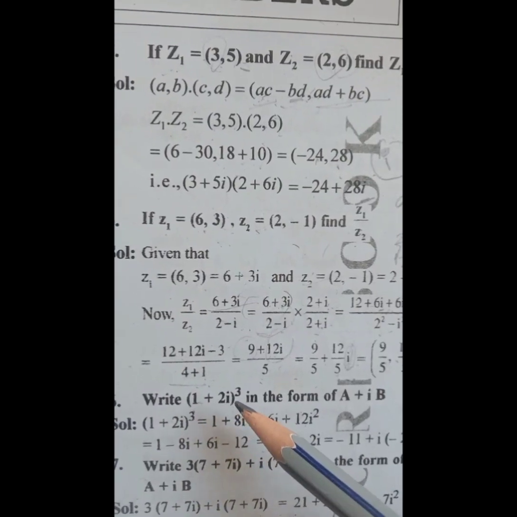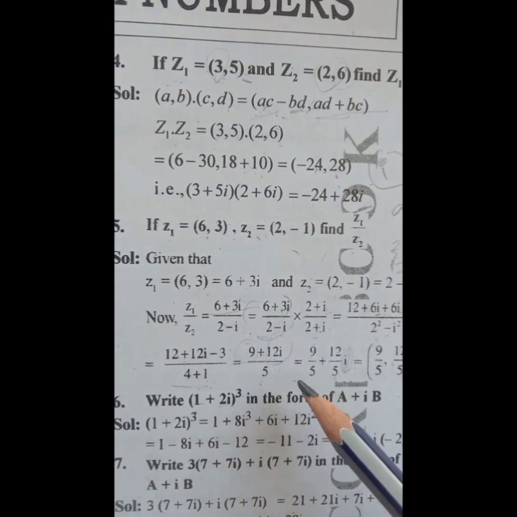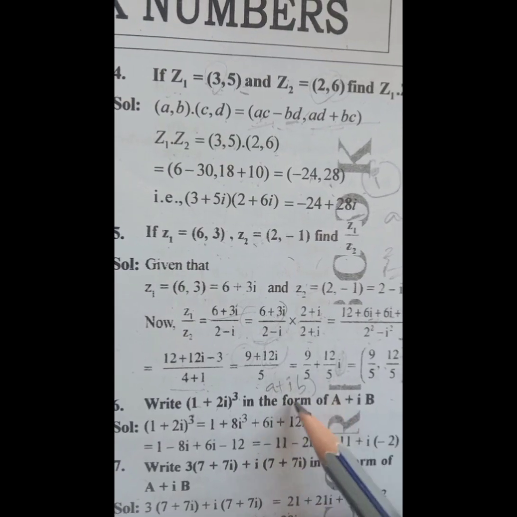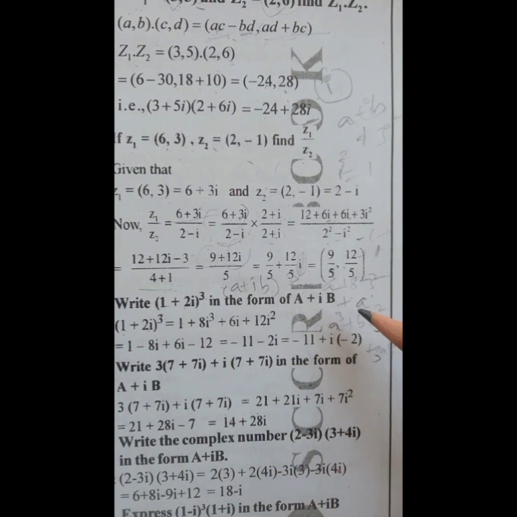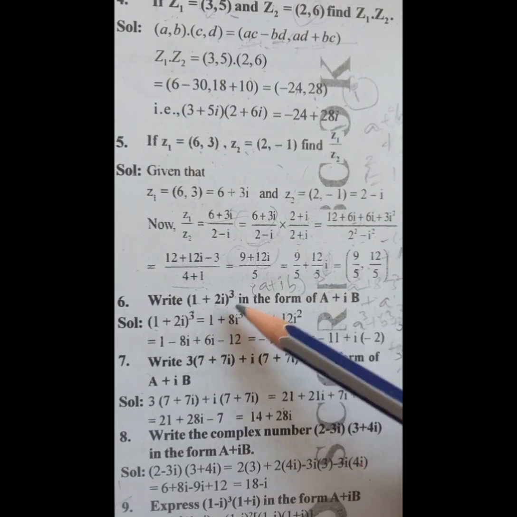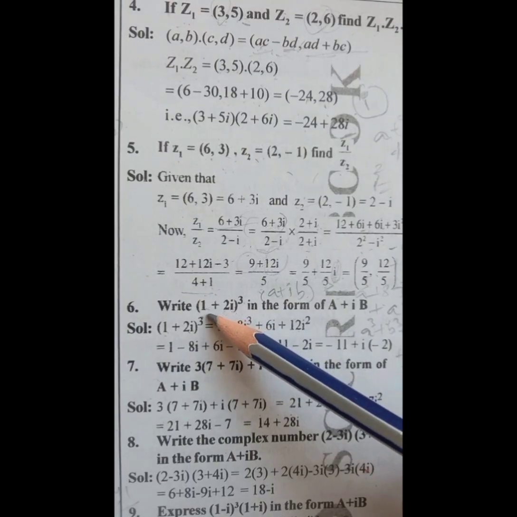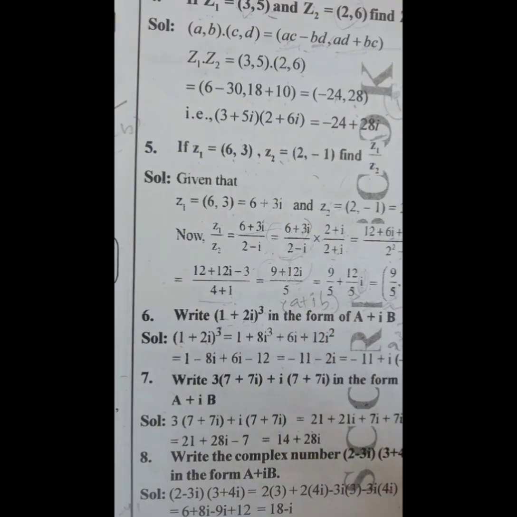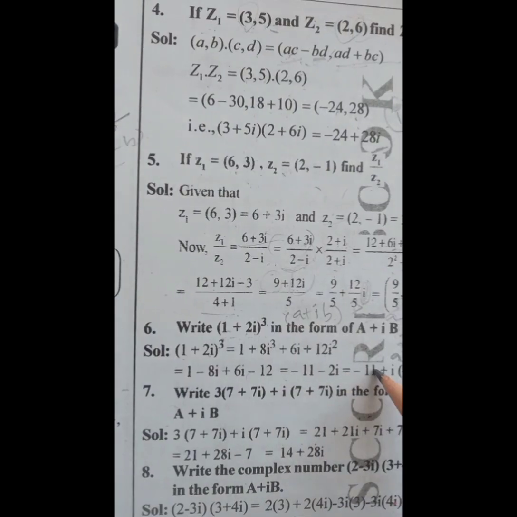Write 1 plus 2i whole cube in the form of a plus ib. Then for cubing the value we need to apply the formula a plus ib whole cube. a cube plus b cube plus 3a square b plus 3ab square is the formula for finding a plus b whole cube. In place of a we take 1, in place of b we take 2i. By using this formula a plus ib whole cube, we can solve the given equation. We can write it in a plus ib format.